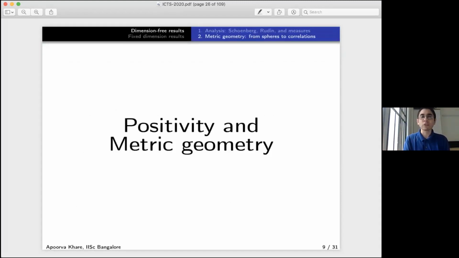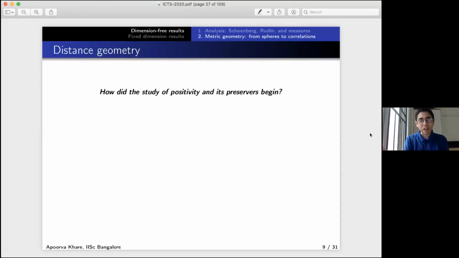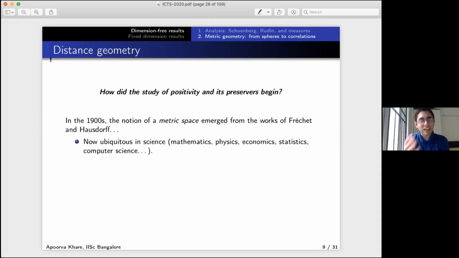So Schoenberg was actually working on metric geometry, meaning metric spaces and maps between them. So now, instead of coming forward in time, we go backwards in time, and we ask, how did Schoenberg come to his theorem? What was he doing to arrive at this theorem? And that comes from the area of distance geometry. So as all old stories should start, once upon a time there was a metric space, and that showed up in, say, the early 1900s.